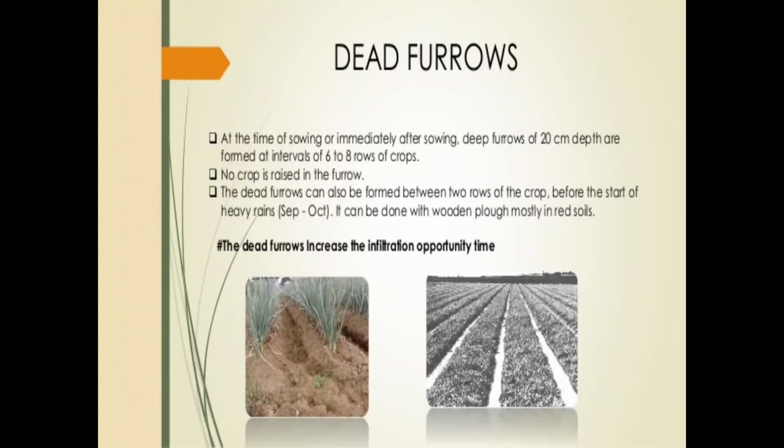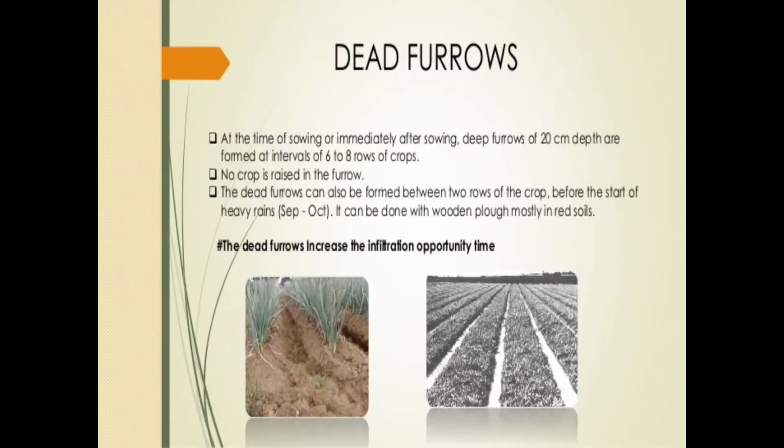Then next one, that is the dead furrows. At the time of the sowing or immediately after the sowing, deep furrows of 20 centimeter depth are formed at an interval of 6 to 8 rows of the crop, that is known as the dead furrow. So these dead furrows are opened immediately after the sowing, at a 20 centimeter depth, and at an interval of every 6 to 8 rows of the crop.